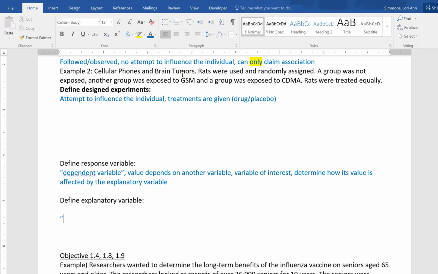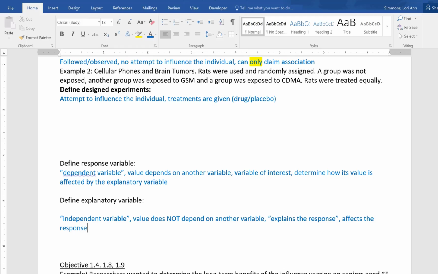The explanatory variable then is the independent variable. The value does not depend on another variable. It explains the response. You can also think of it as it affects the response variable.